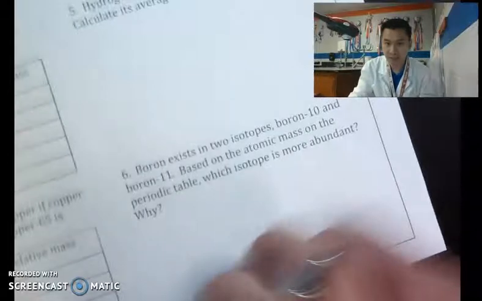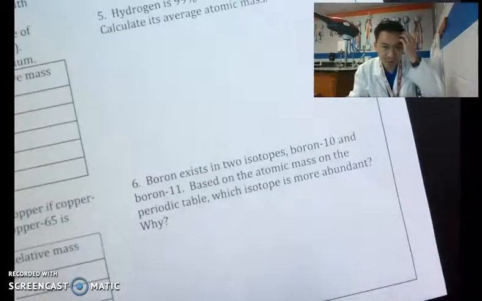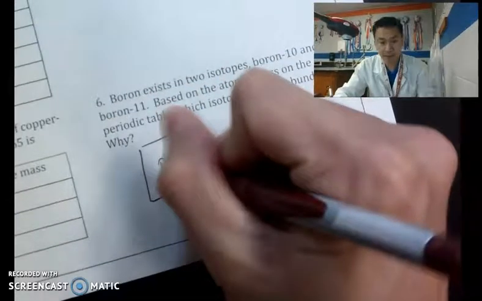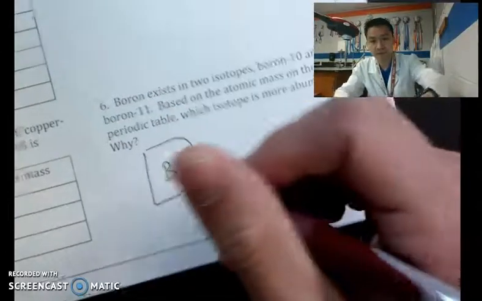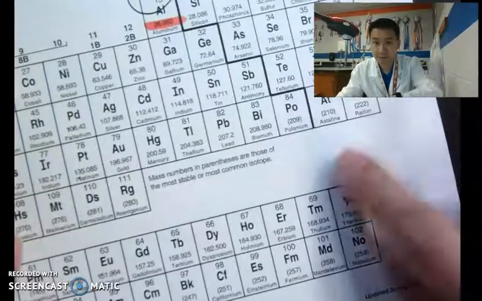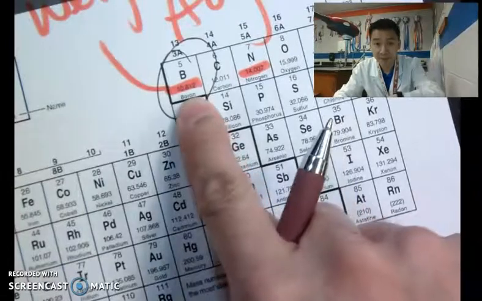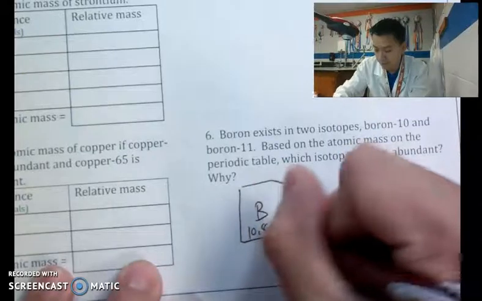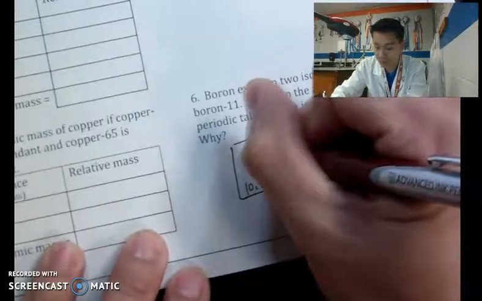Number 6 is a little different here. You don't have to do a lot of work there. Boron exists as 2 isotopes, boron 10 and boron 11. Based on the atomic mass on the periodic table, which isotope is more abundant? If you look at the periodic table, boron's right there. The average atomic mass is 10.821. The atomic number is 5.